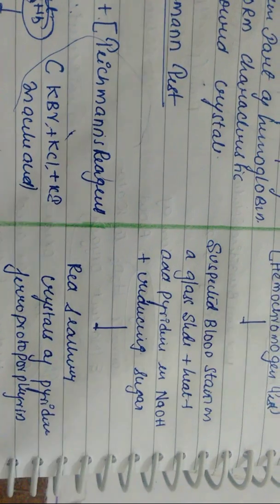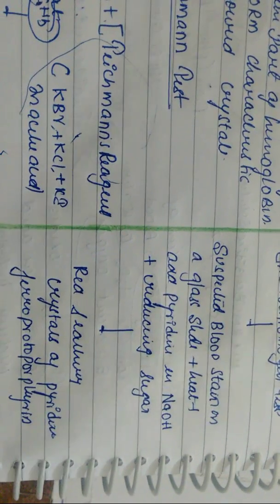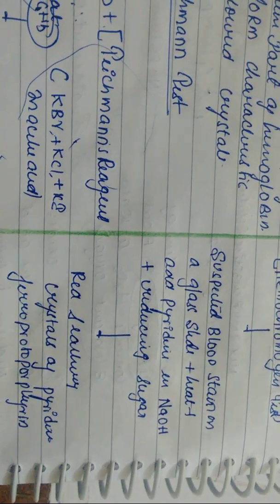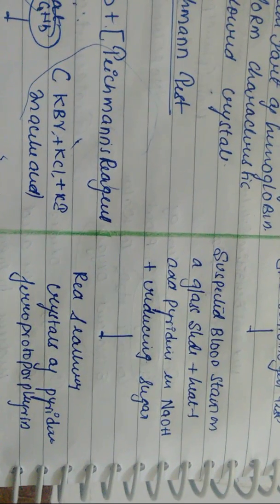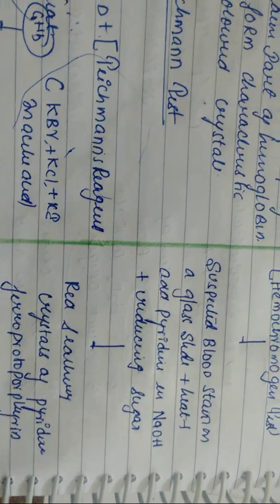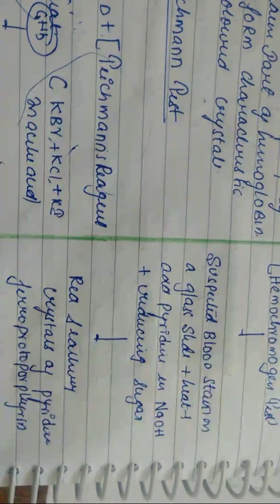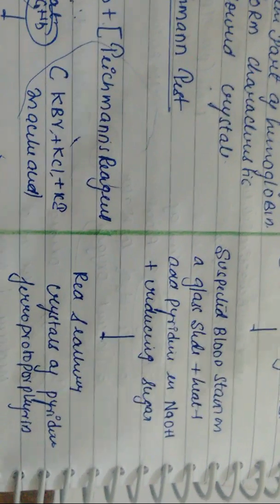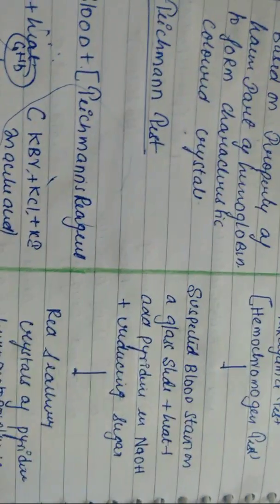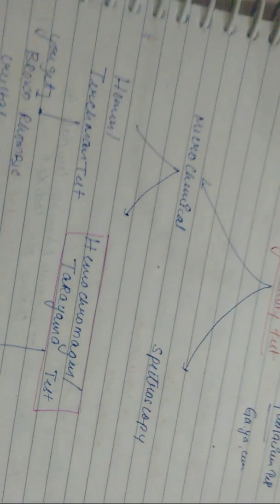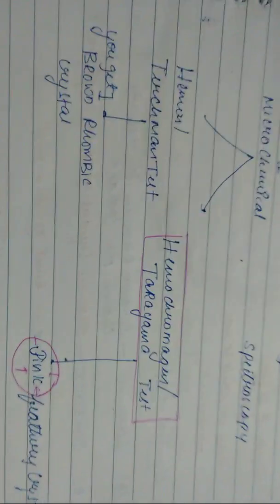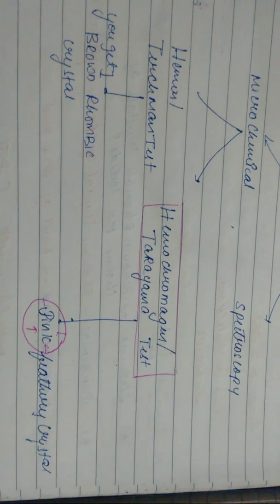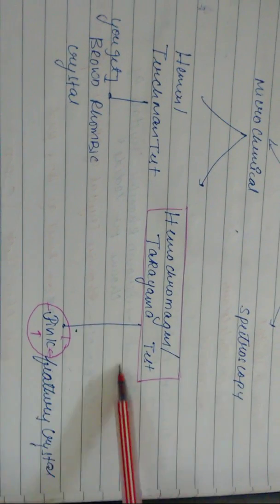You have got red feathery crystals of pyridine, and these red feathery crystals of pyridine ferroprotoporphyrin is responsible for the red feathery. Suppose if you see the red feathery crystals, you can confirm it, yes, the stains are blood stains, right? And that's all you have to understand regarding this. But in our notes it's pink to red actually. So let's read what's written in the notes.